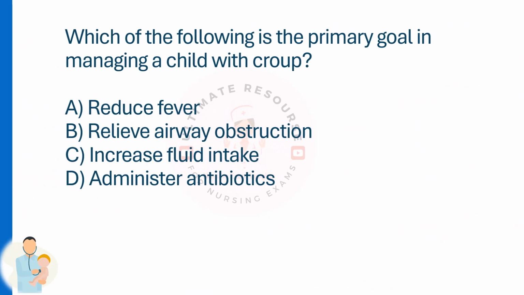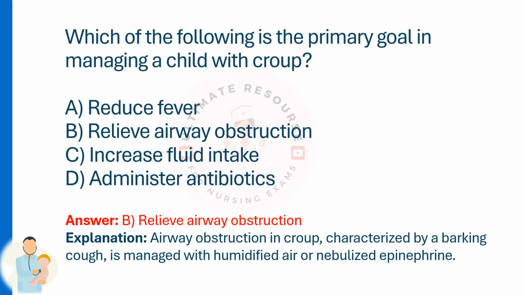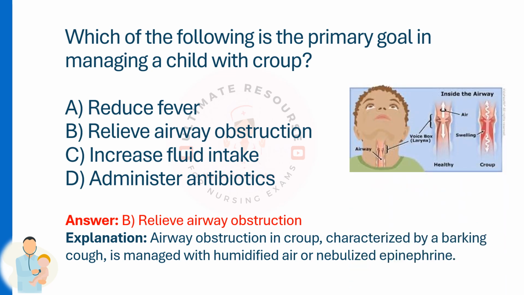Which of the following is the primary goal in managing a child with croup? Options are A. Reduce fever, B. Relieve airway obstruction, C. Increase fluid intake, D. Administer antibiotics. The answer is relieve airway obstruction. Airway obstruction in croup is characterized by a barking cough, which is managed with humidified air or nebulized epinephrine.